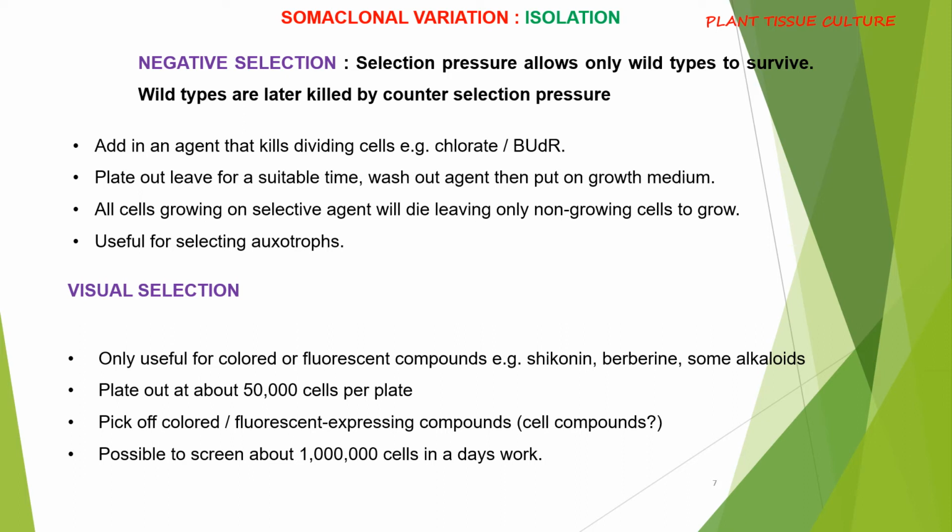Next, visual selection. This type of selection is useful in isolating phenotypically visual traits. Example, cells that synthesize shikonin can easily be isolated and screened from non-shikonin-producing cells.